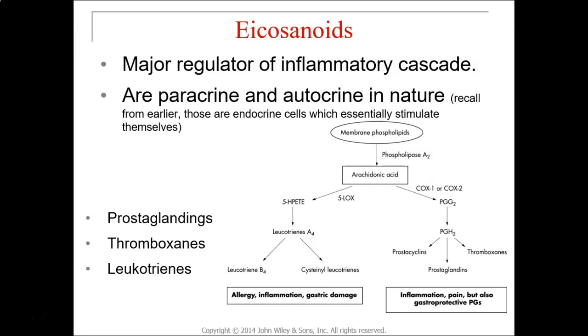Paracrine and autocrine are where the hormone they release stimulates either themselves or the neighboring cells. Because that's the thing with inflammation. We don't want this entire systemic immune response. That's where we start to have allergies. That's where we potentially have anaphylaxis, and that's a big problem.